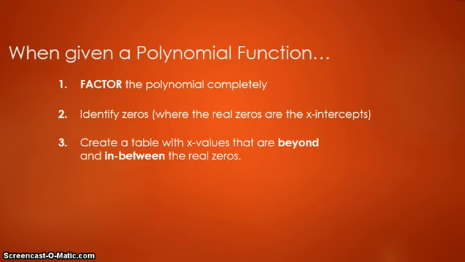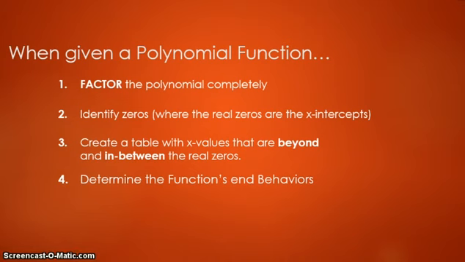Create a table with x values beyond and in between the real zeros. That's a little bit new, but say you get 4 zeros: 0, negative 2, negative 4, negative 6. You want to pick numbers that are just outside negative 6 and positive 2, and then pick what values are in between. It does not matter. Not everybody's table is going to be the exact same, but the graph should look almost the exact same, because there is one way to graph it, but by hand the sketch is going to be a little bit off.